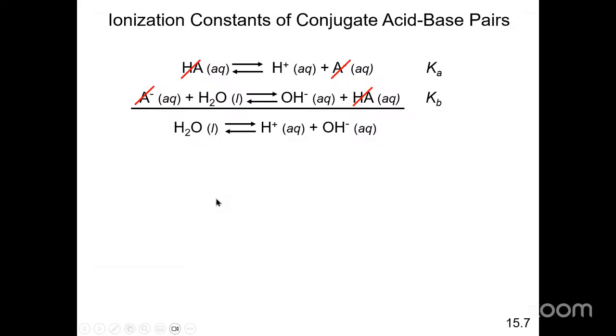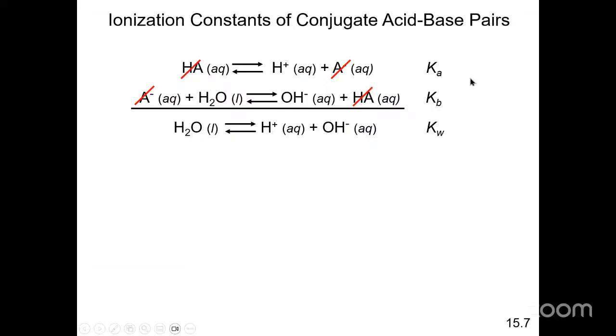We end up with that as your net equation, H2O to give H plus and OH minus. And this should look familiar to you. We made this earlier in this chapter. This is basically the auto-ionization of water, for which the K value is Kw.